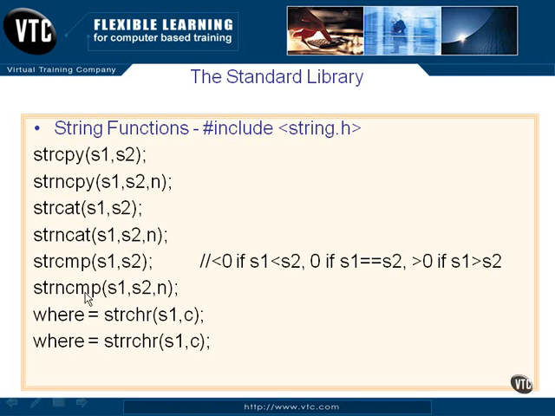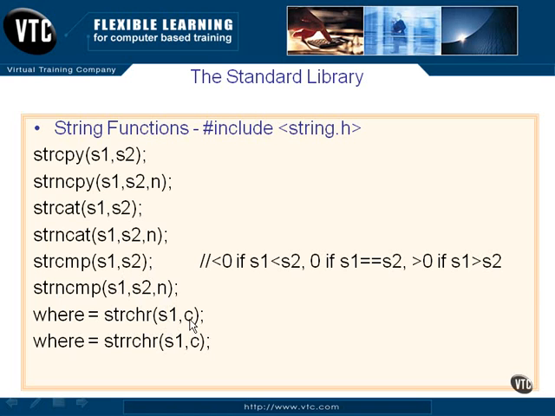strncmp compares these two strings and only goes so many characters into it, delimited by the number here, which is just an integer. Here we're looking for this character. C is a single character, not a string. We are looking for that character someplace within S1, within the length given, and we will return a pointer within S1 to that location.